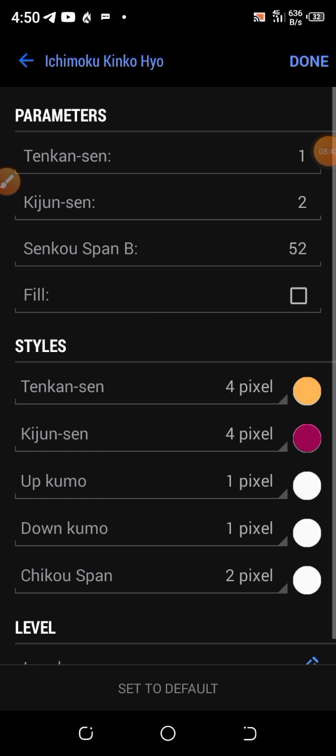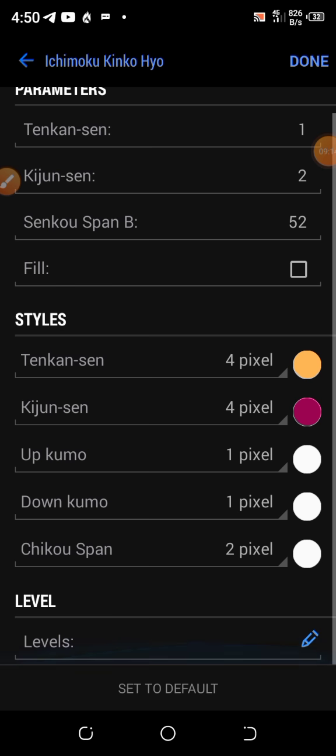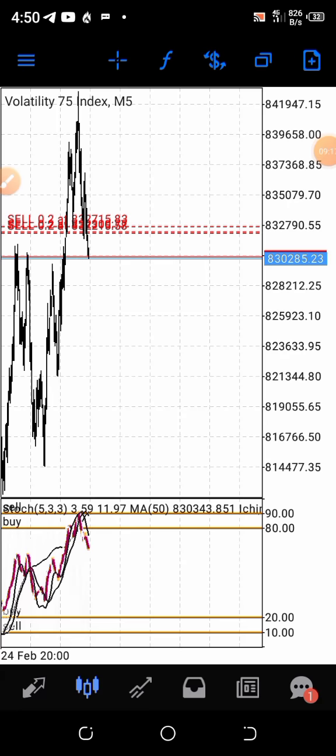So the next is our Ichimoku. We have the Tenkan-sen 1, the next one 2, and we have 52. Then this fill, you leave it, don't click on fill. Just leave it this way. Then the Kijun-sen, we have 4 pixels yellow. The next one is 4 pixels also. You change the color to any color of your choice, and after that you click on done.